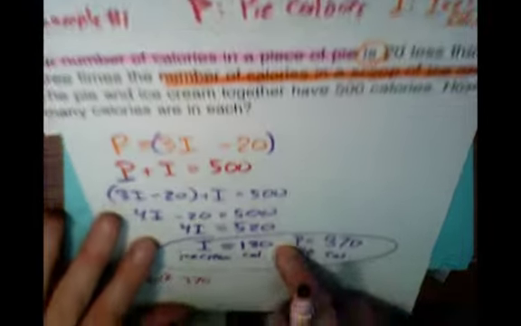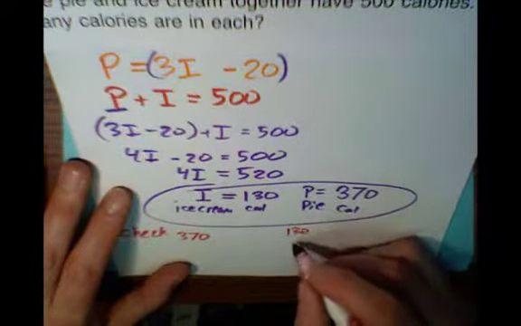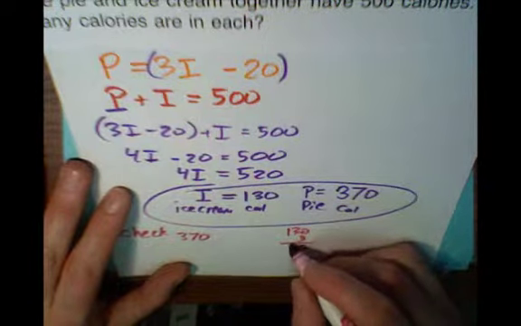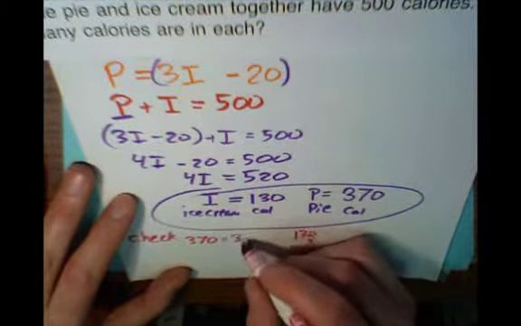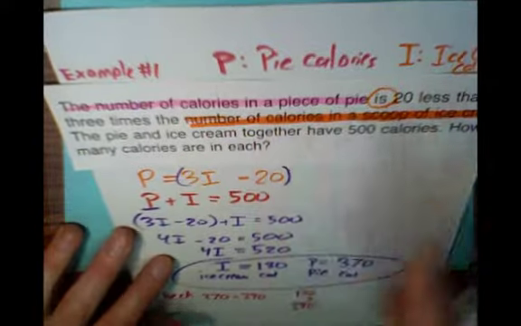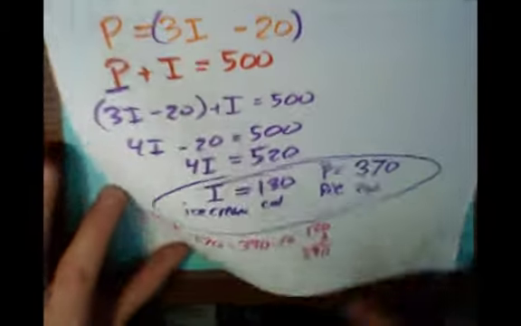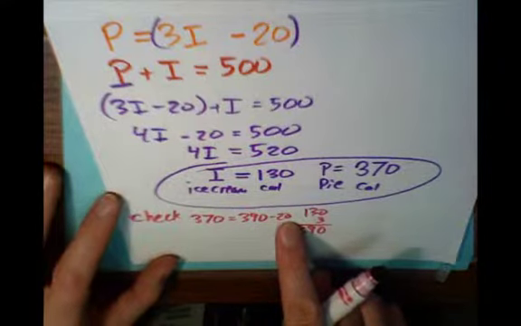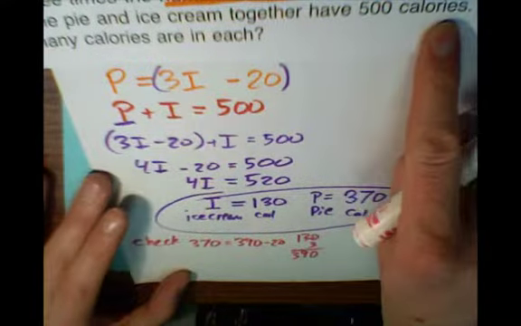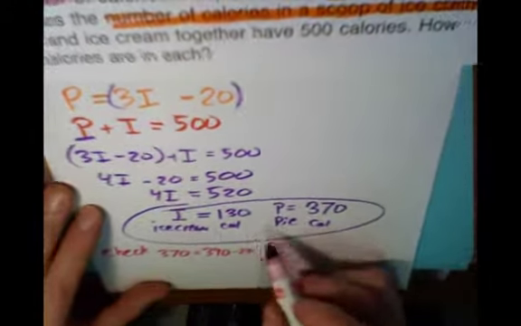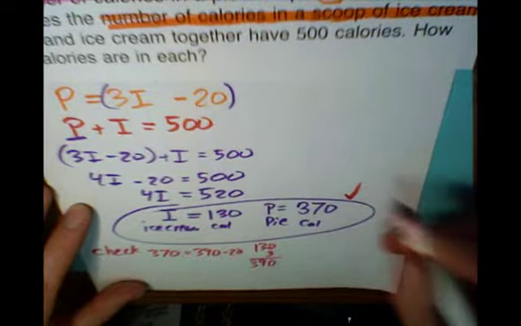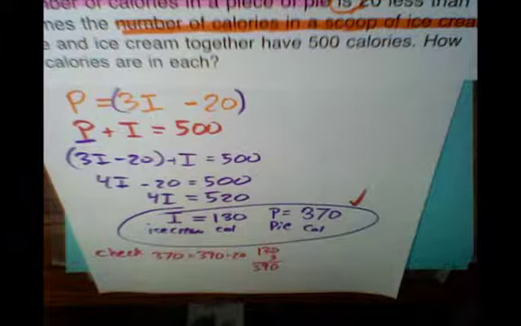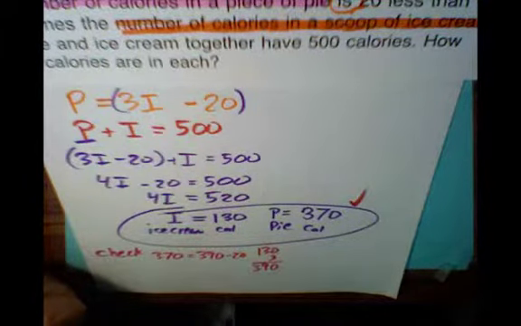Well, a scoop of ice cream is 130. 130 times 3 is 390. And we've got to go 20 less. And this is true. 370 is 390 minus 20. How about the pie and the ice cream together have 500 calories? Well, if we add 130 and 370, we get 500. So our answer does check out. We've got another example to show you in the second video.